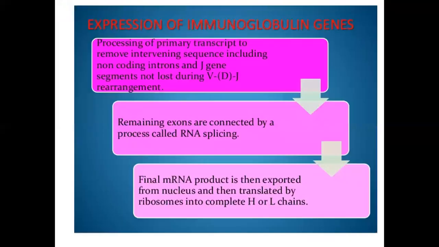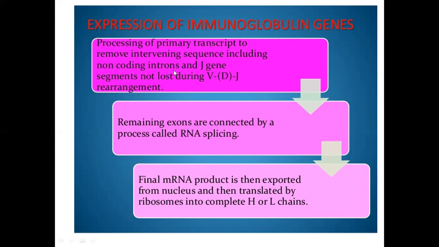Next, expression of the immunoglobulin genes. The rearrangement is done. Next, expression of the immunoglobulin genes, that means formation of the mRNA, which is then translated to the immunoglobulin. So, processing of the primary transcript: after the gene rearrangement, transcription takes place, and that product is known as a primary transcript.